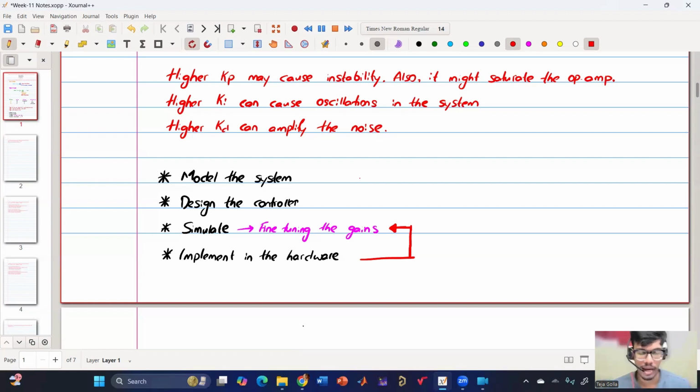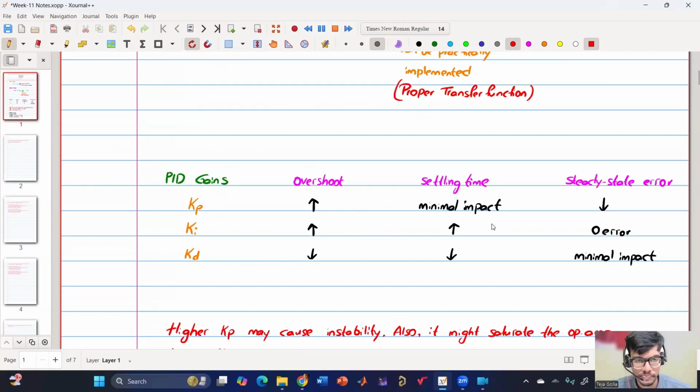Say I have checked that for my KP, KI, KD, my simulation is working fine, but in the hardware, there are oscillations in the system. It means that maybe Ki is more. So we have to go back and then reduce the Ki and see whether we are still meeting the requirements or not. And then we have to implement in the hardware, because what will Ki do? The main objective or the function of Ki is to maintain zero steady state error. So we do not need very high Ki.